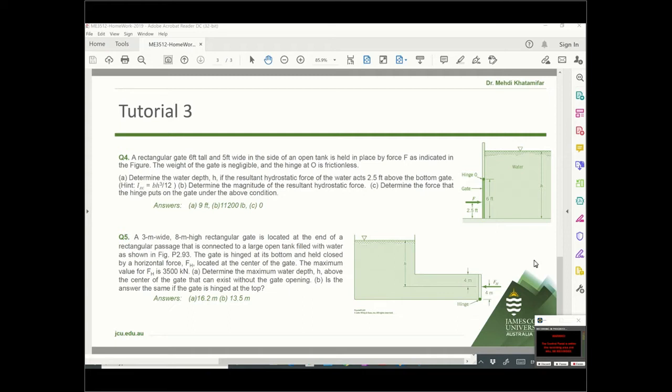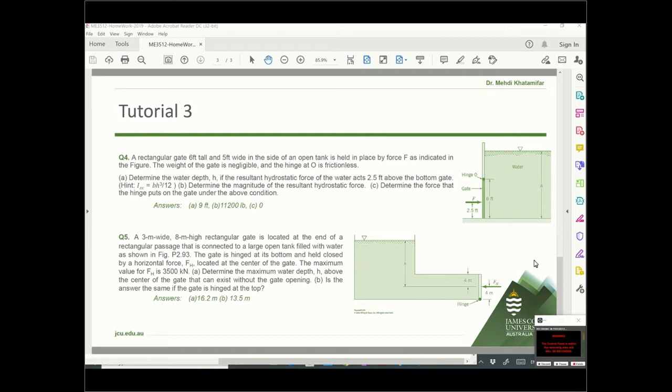Today we are going to start by solving question 5 first, because it's a final exam level question. In previous years I gave this question as a final exam with some modifications, but it is very important. Let's read what this question is about.